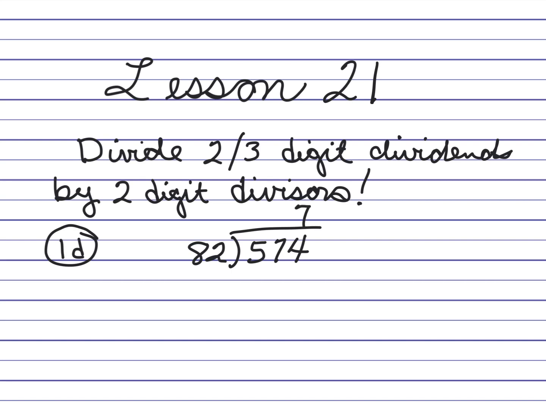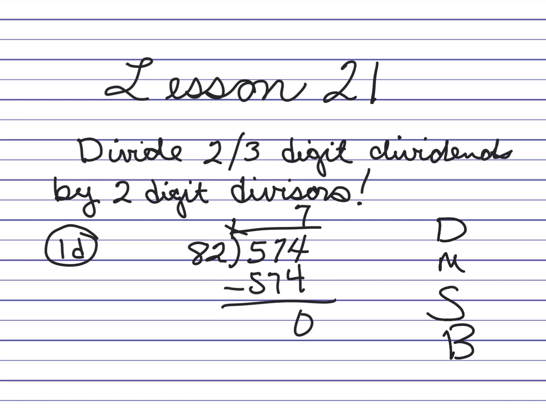Remember our steps in division. First we divide, so we're going to divide this number by 7, and then we multiply. So 8 times 7 is actually, if you do the math, 574, and then we subtract, and then there's nothing to bring down, and so your answer is 7.